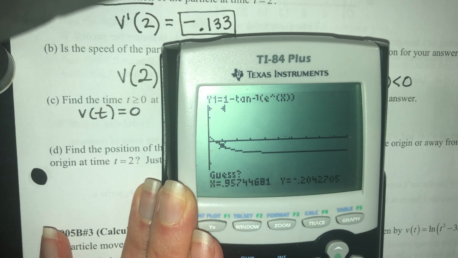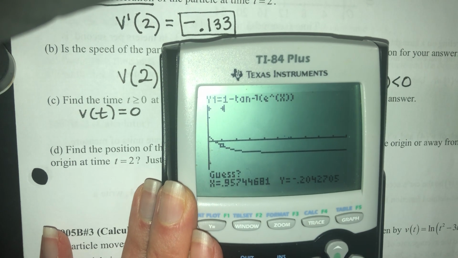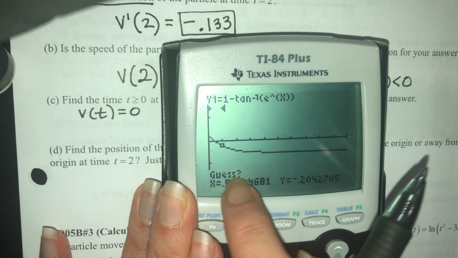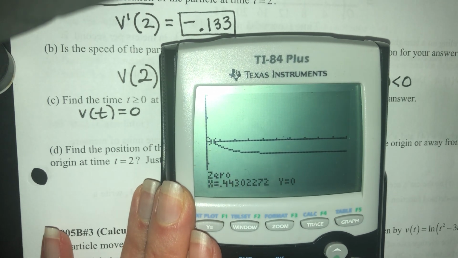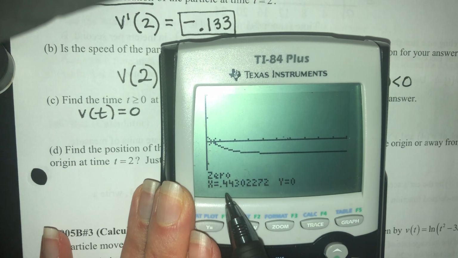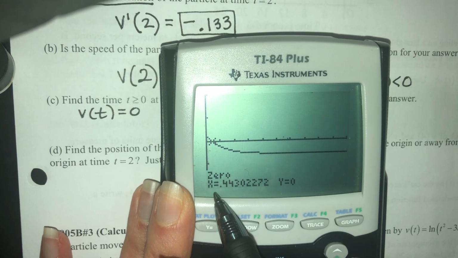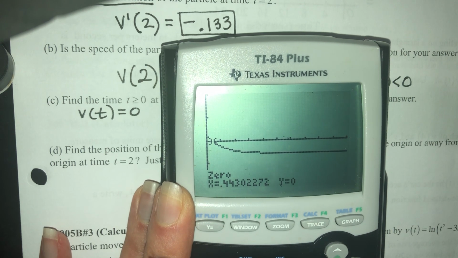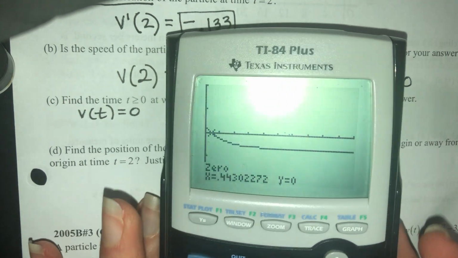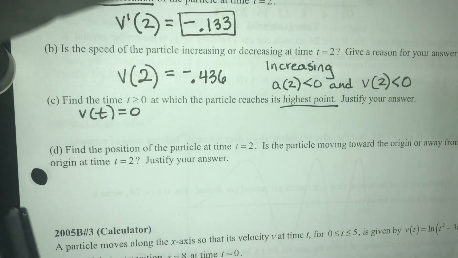A lot of times there could be multiple zeros, so it can only find one at a time. It says "Guess?" We don't want to guess. We just press enter. And there's the 0. Now, the graphing calculator automatically stores this x coordinate as x in the calculator now. So we will be able to use that, but we do need to write it down on our paper.